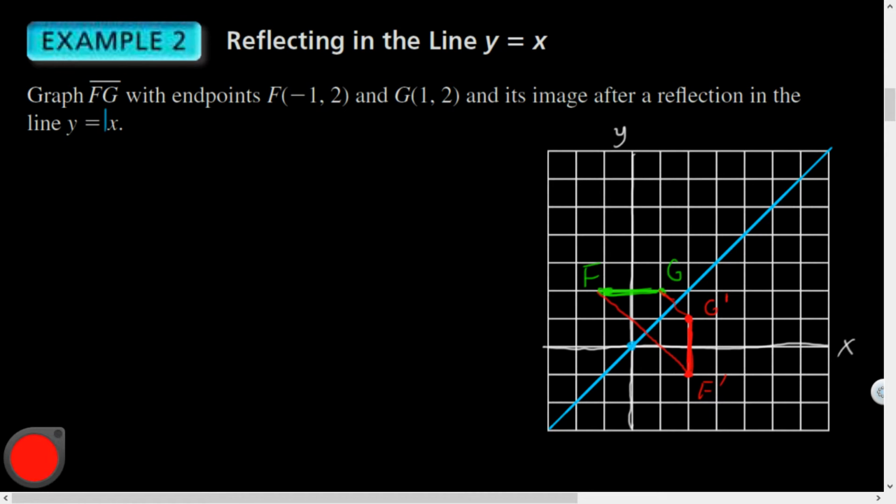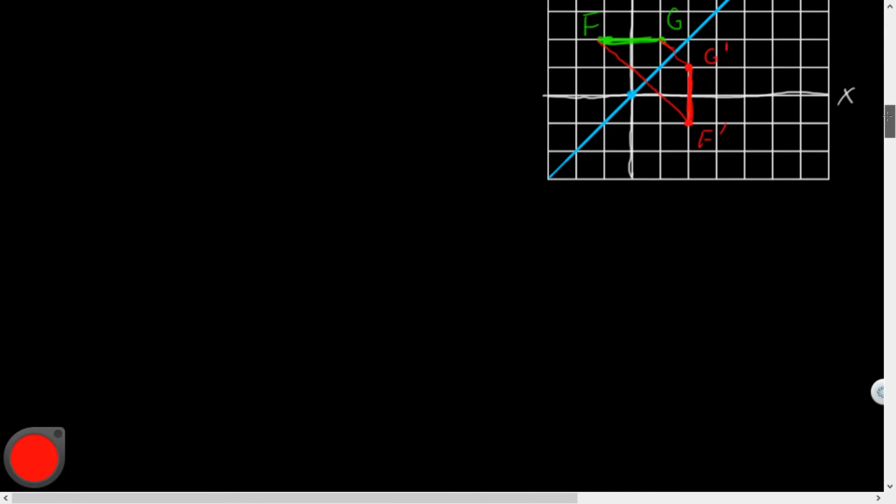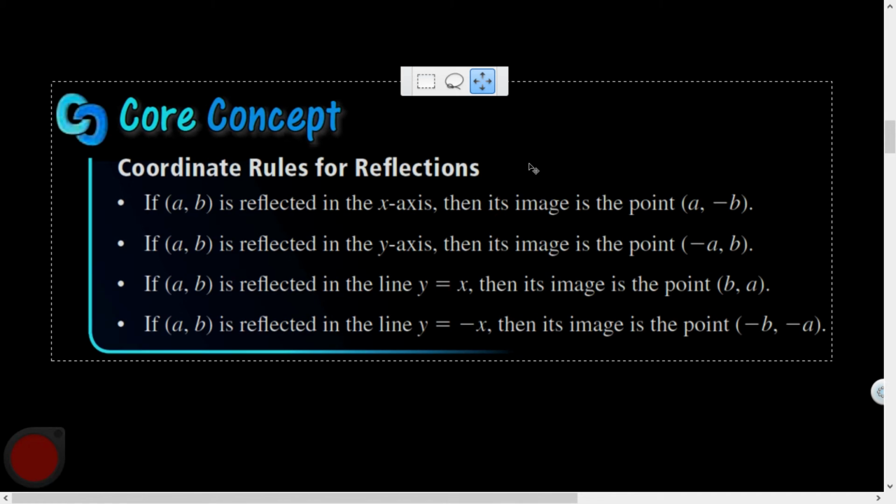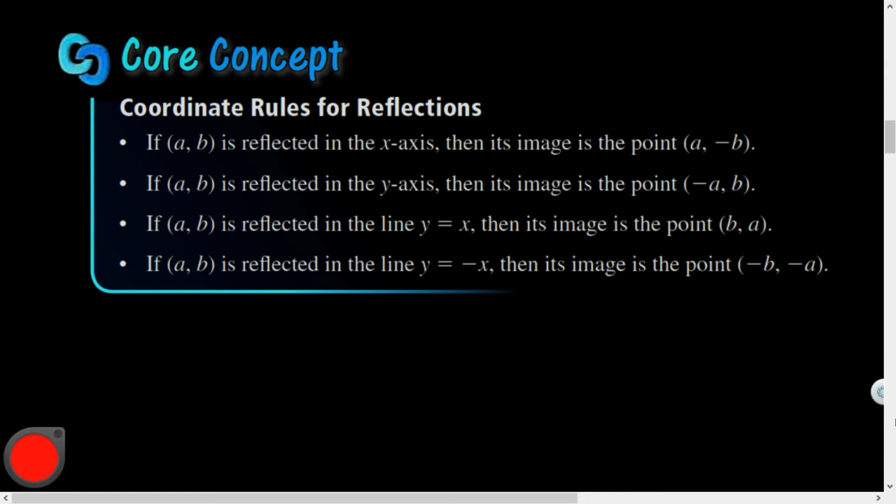When you guys were working earlier during the warm-up, some of you were talking about these properties, and I don't think you even knew it. Pretty good though. But here's some rules. Core concept, coordinate rules for reflections. If AB is reflected in the x-axis, all right, so the x-axis is a horizontal line, notice that the thing that changes is the y-coordinate of the point is opposited. That makes sense. You opposite the y-coordinate. Now it's going to be underneath the x-axis if it was above, and vice versa if it was below.